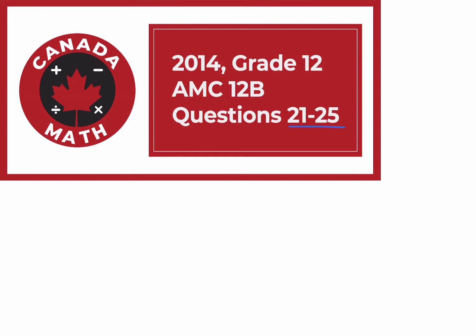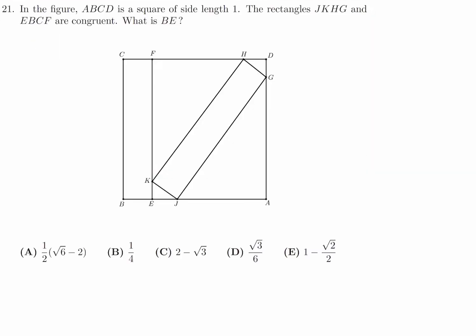Questions 21 through 25 on the 2014 Grade 12 AMC 12B. In the figure, ABCD is a square of side length 1. Rectangles JKHG and EBCF are congruent. What is BE?